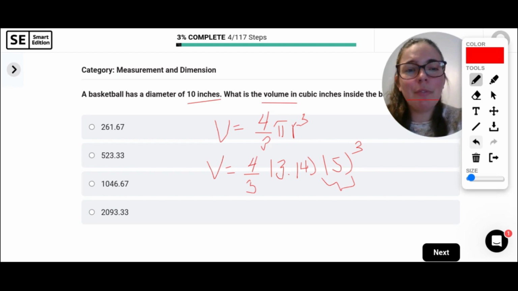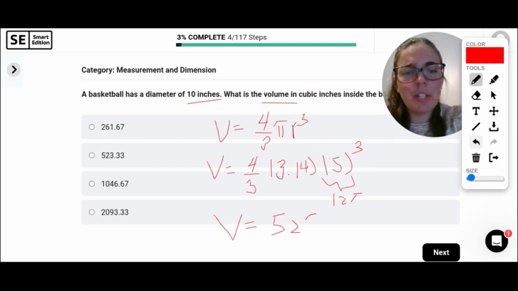So we have to do 5 to the 3rd power, which would be 125, and then we can multiply 4/3 times 3.14 times 125. And if it looks like all of these are to the 100th place, it looks like our volume would be 523 and 33/100ths.